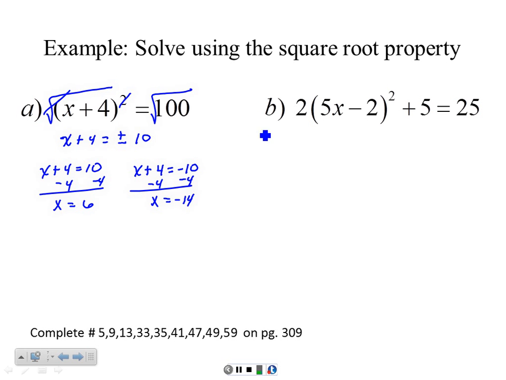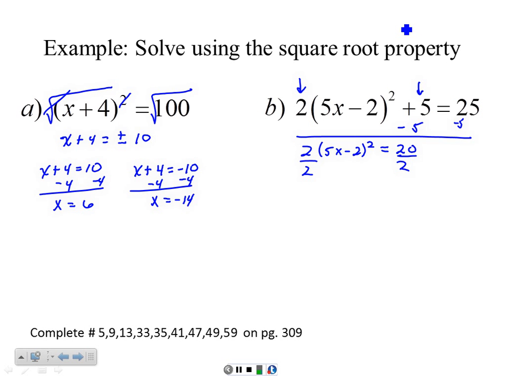Okay, just like on the previous slide, we had to get our x squared term by itself. Well, we have to get our x squared grouping by itself as well, which means we need to get rid of this 2 and we need to get rid of this 5. And we learned in chapter 2 that you've got to get rid of your addition and subtraction first. So we're going to minus 5 first. Don't divide by this 2 just yet. So if we minus 5 from both sides, we're going to get 20. Now you can divide everything by 2, and so what we're going to have is 5x minus 2 squared is equal to 10. And now you can initiate your square root.